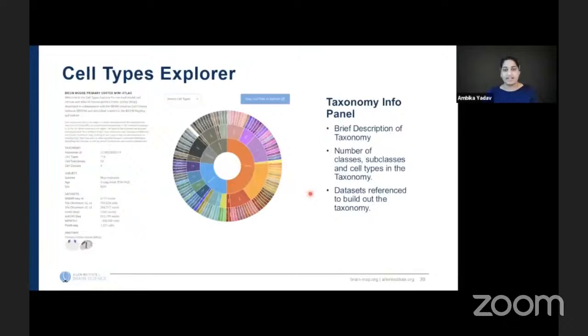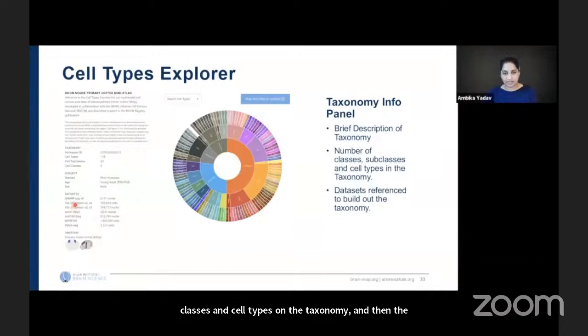Now we're going towards the demo. I'll just walk through what the web app looks like and what the different parts are over there, and highlight the different pieces of information rendered over here that Ray had talked about earlier. So this is the first landing page that we come onto. On the left-hand side, we have the taxonomy info panel where there's a brief description of the taxonomy. We have some information about the number of classes, subclasses, and cell types on the taxonomy, and then the data sets which were referenced to build out this taxonomy.